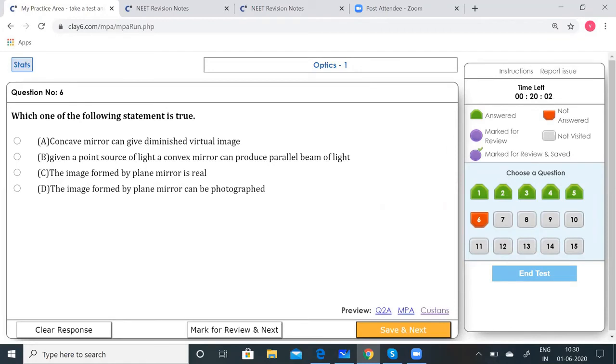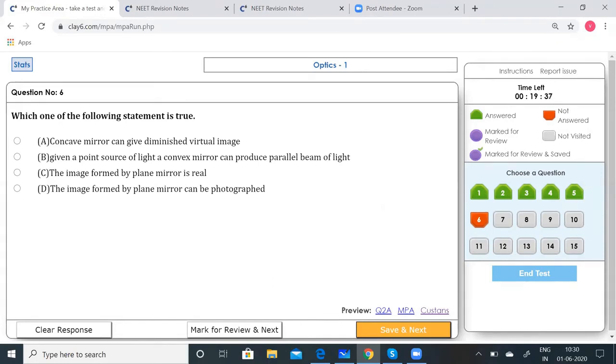Which one of the following statements is true? Concave mirrors can give a diminished virtual image. Given a point source of light, a convex mirror can produce a parallel beam of light. The image formed by a plane mirror is real. The image formed by a plane mirror can be photographed.